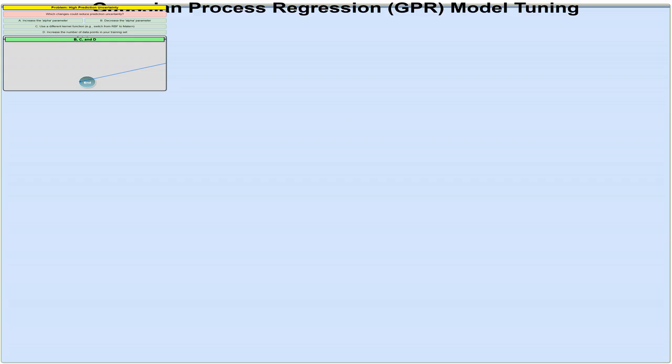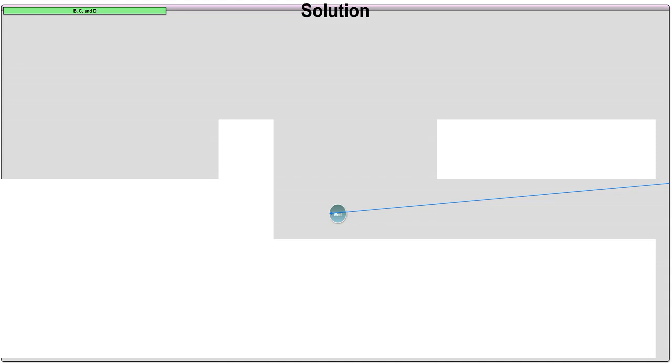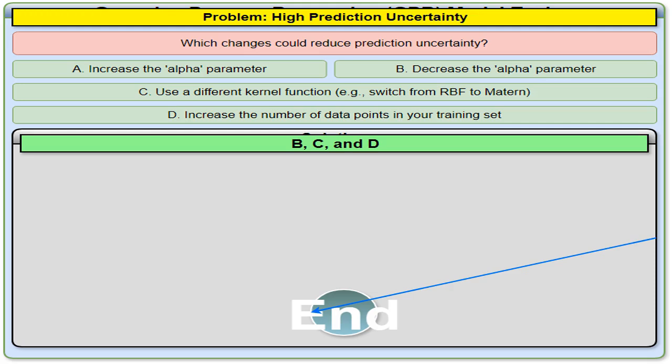This is the core question. We're looking for ways to improve your model to get more precise predictions. To summarize, decreasing alpha, option B, trying a different kernel, option C, and using more data, option D, all offer potential solutions to reduce prediction uncertainty in your Gaussian process regression model. That's it. I hope this makes sense. I'm happy to go over any of this again.